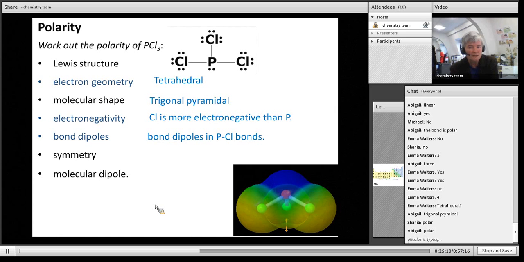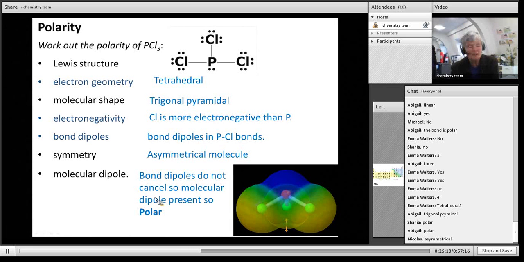So Nicholas is typing. Asymmetrical. And then you put that final little thing, the bond dipoles don't cancel, so there is a molecular dipole, so the molecule is polar. Or you could say, so the PCl3 is polar. Try and avoid pronouns or things wherever you think there could be ambiguity, always spell it out. So I should really say, so PCl3 is polar, just to be very clear about what I mean.